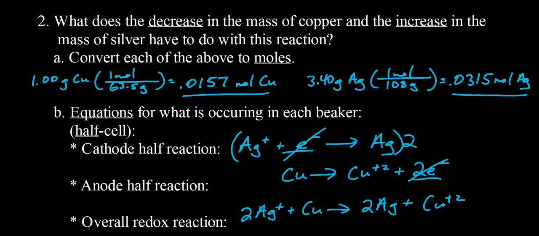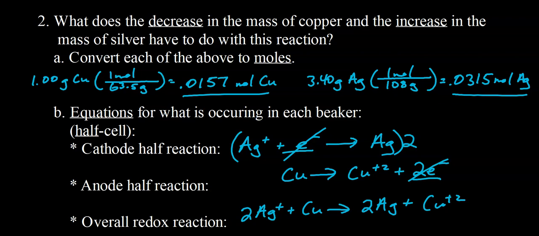So again, let's also think about the observations that were recorded earlier. It was noted that the mass of the copper electrode decreased. Well, notice what copper is in this reaction. Copper is a reactant, so of course the amount of copper will decrease. Likewise, we observed that the mass of the silver electrode increased by 3.40 grams. And again, it makes sense that silver is a product of this reaction, so you're going to make more silver.